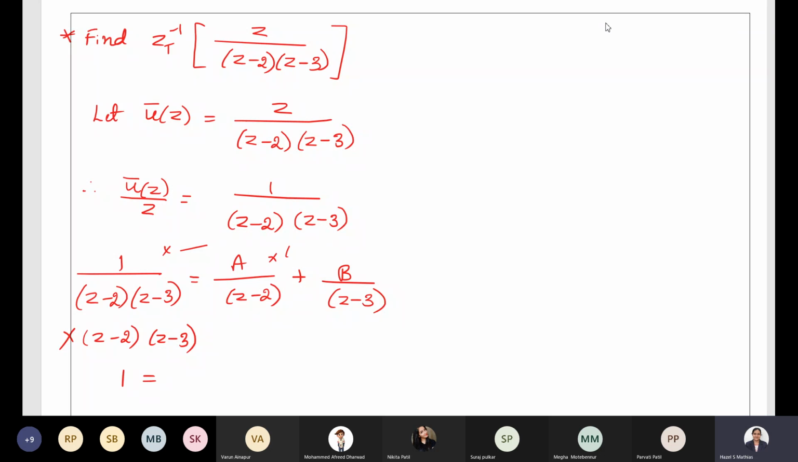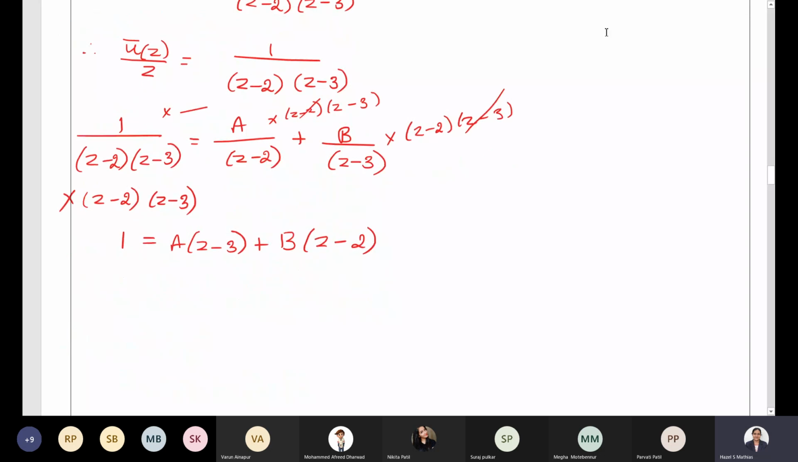Now to this term, when you multiply by z minus 2 into z minus 3, z minus 2 gets cancelled. z minus 3 remains. So it will be a into z minus 3 plus b into, when you multiply over here, z minus 2 into z minus 3, z minus 3 gets cancelled, b into z minus 2 remains on the right hand side.